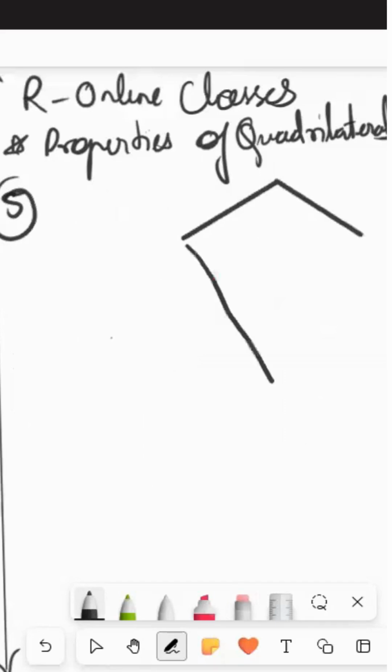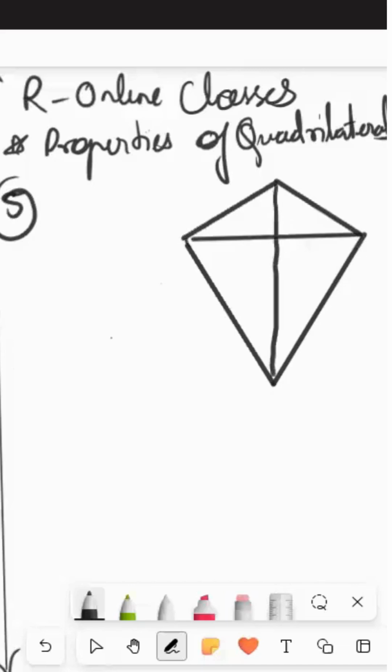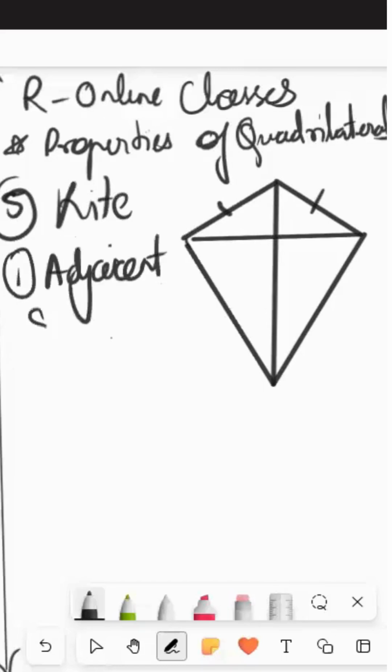Another figure, a very interesting figure, is a kite. In the kite, the adjacent sides are exactly equal to each other. So you make a kite like this. Roughly I made the same thing. As you can see, this and this are equal. So we have a kite. A quadrilateral which looks like a kite is basically called a kite. So the adjacent sides are equal.